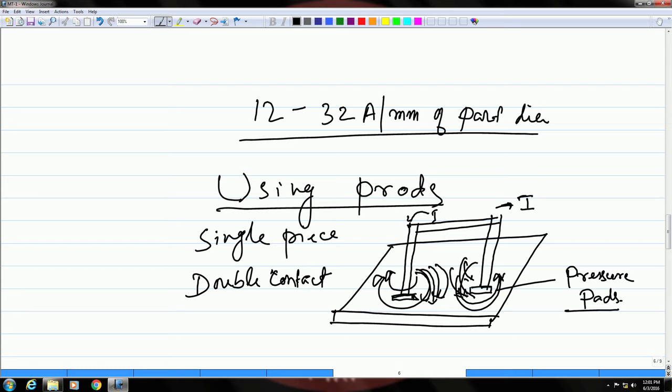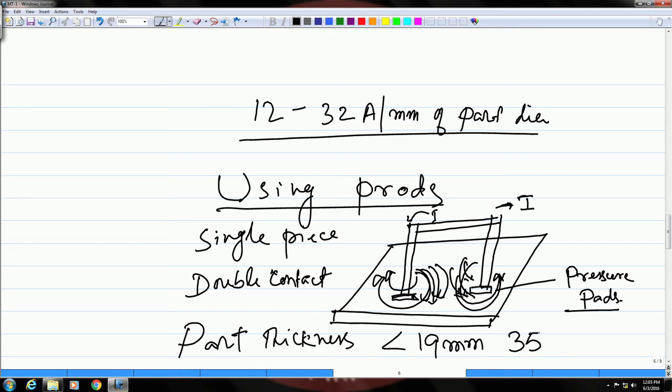In this case, one thing I should mention here: the requirement of the magnetizing current when you are using prods will depend on the thickness of the part. For example, if the part thickness is less than 19 mm, the current requirement for this case would be 35 to 45 amps per centimeter of prod spacing. So it depends on the distance between the two legs of the prod.